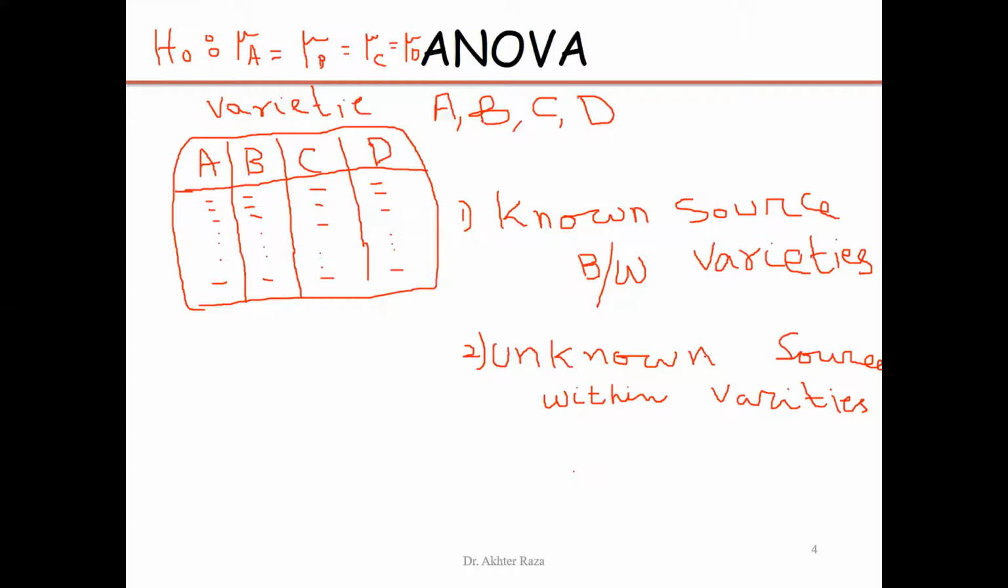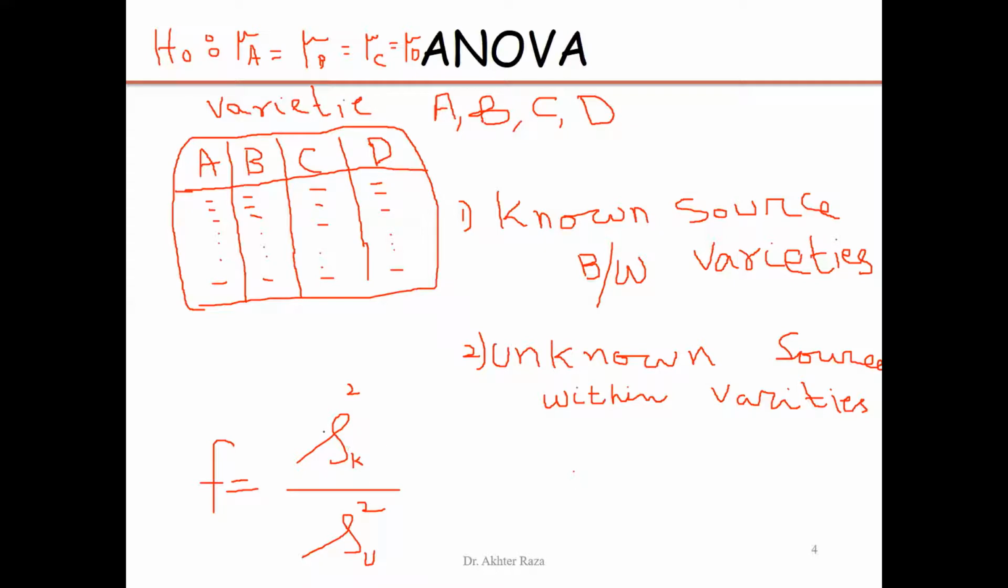So in ANOVA, the objective is that the total variation in this data will be partitioned into two components. One is called variation due to the known source, the other is called variation due to the unknown source. The ratio of these two variations makes the F statistic. The F statistic is what? Variance of the known source divided by the sample variance of the unknown source. By this ratio, we will get the F statistic.